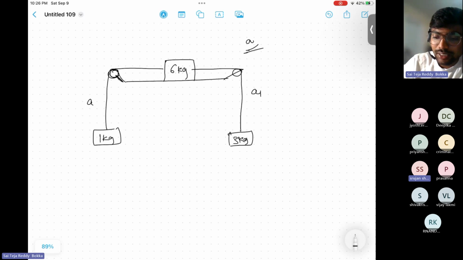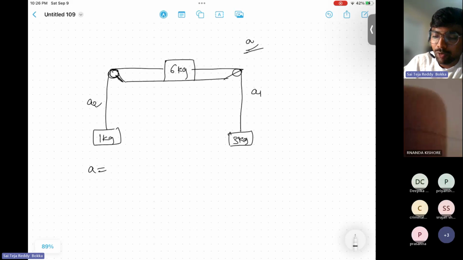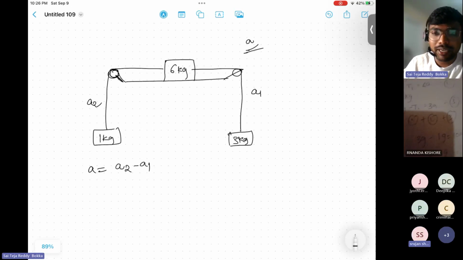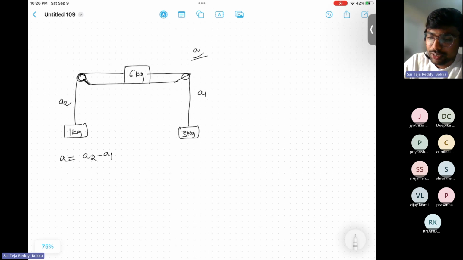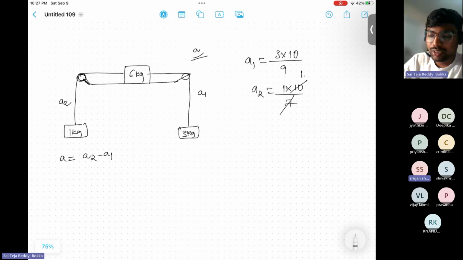So if you are considering this as A1 and this as A2, the average acceleration for the whole body will be equal to A2 minus A1 or else A1 minus A2. So what is your consideration, sir, for A1 and A2? A1 will be equal to 3 into 10 by 9 and A2 will be equal to 1 into 10 by 7. When you cancel this, it's about 1.4. A2 will be equal to 1.4 meter per second square.